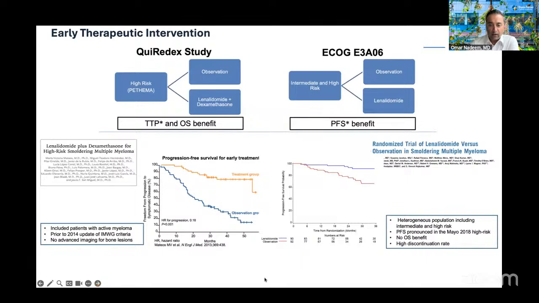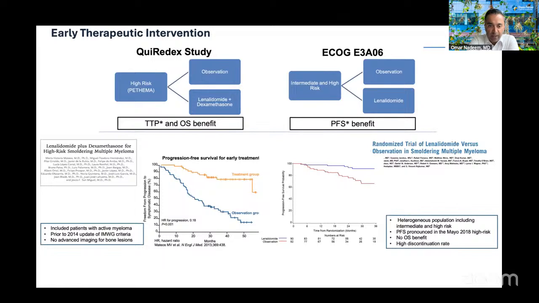So why lenalidomide as part of those NCCN guidelines? Well, that's because of these 2 studies that looked at lenalidomide in patients with high-risk smoldering myeloma. The first one was the Spanish trial that was published around 2013, looking at 2 years of lenalidomide and dexamethasone versus observation. The second study was just looking at lenalidomide single agent versus observation. And in the second study, the ECOG trial, the lenalidomide was continued until progression.